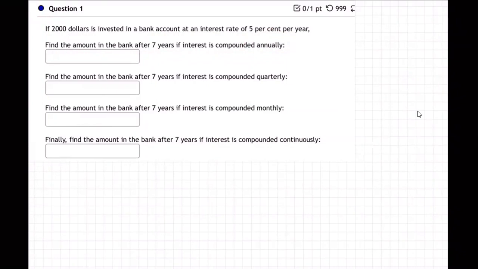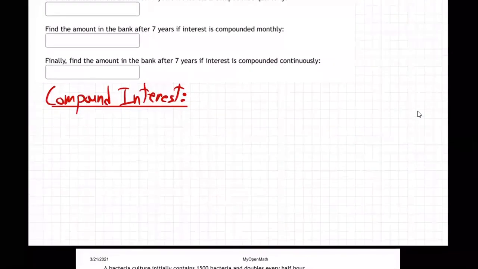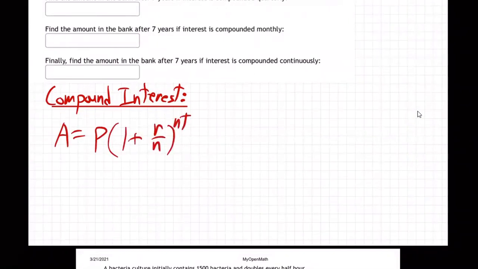So the formula is this, for the compound interest formula. How does it work? What's the compound interest formula? A equals P, 1 plus r over n, to the nt. There's our formula for compound interest.